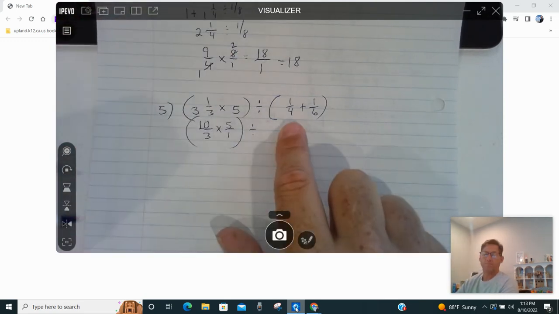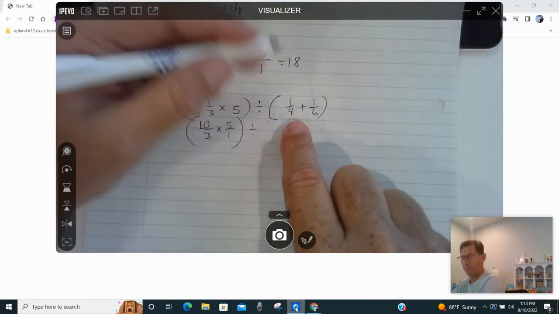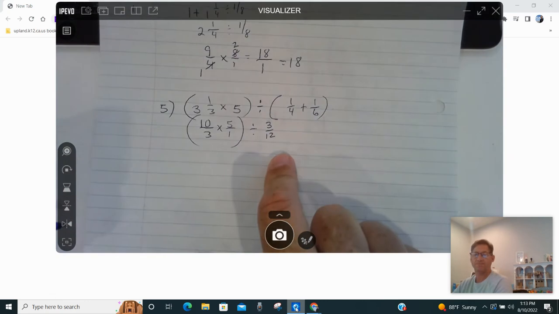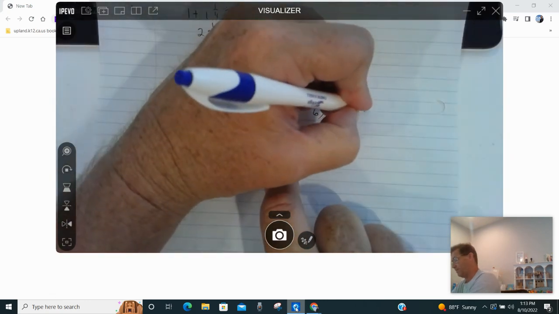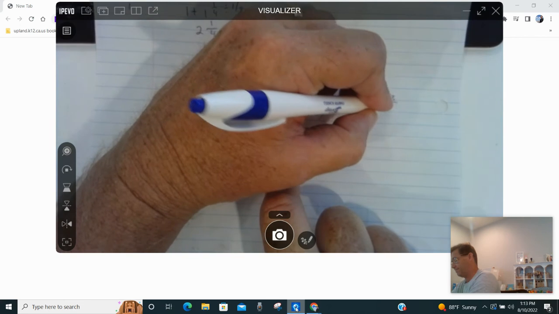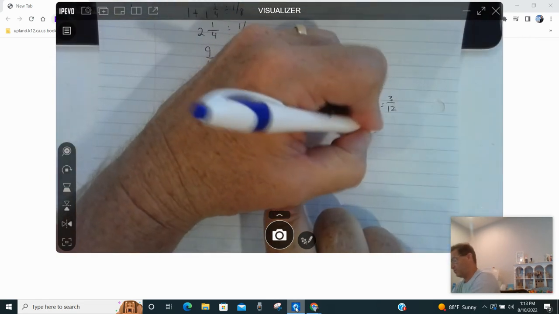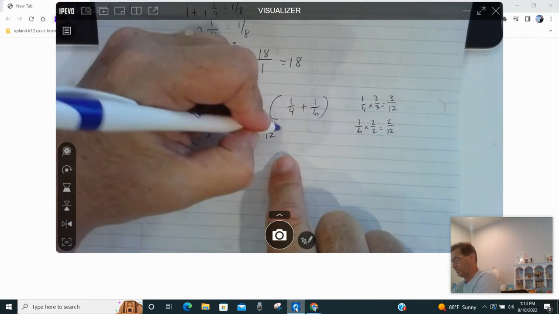A common multiple of 4 and 6 is 12. So multiply 1/4 by 3 over 3. We get 3/12. Right? 1/4 times 3 over 3 is 3/12. 1/6 times 2 over 2 is 2/12.